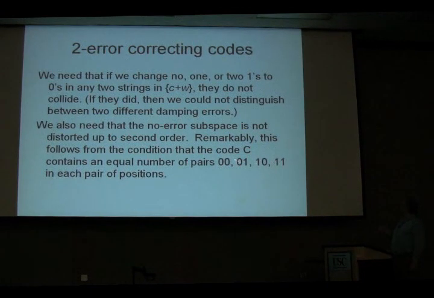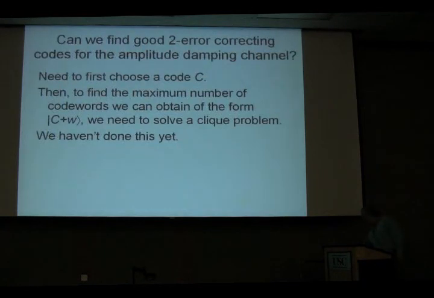And the nice thing is that this follows from the condition that the code C contains an equal number of pairs 00, 01, 10, and 11 in every pair of positions. Good? So, can we find good two error correcting codes for the amplitude damping channel? Well, first thing we need to do is choose a good code C. And then we need to find the maximum number of code words we can obtain in the form of C plus W, and that's, again, a maximum clique problem.